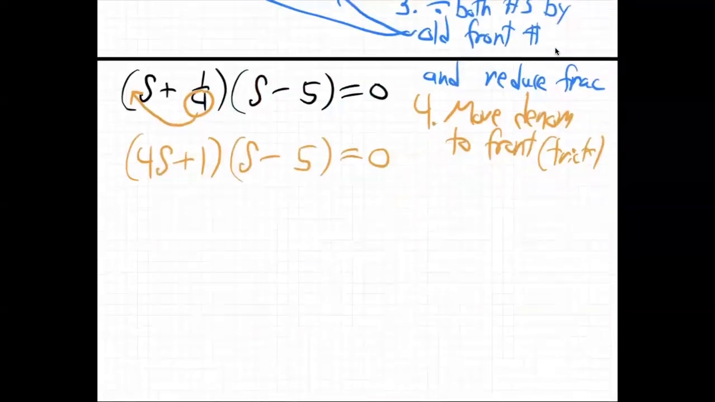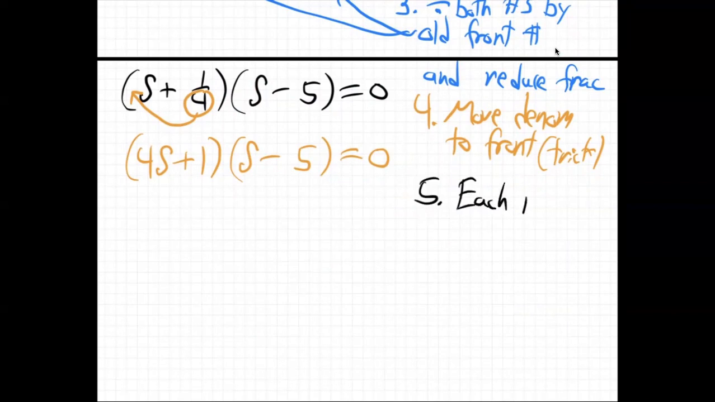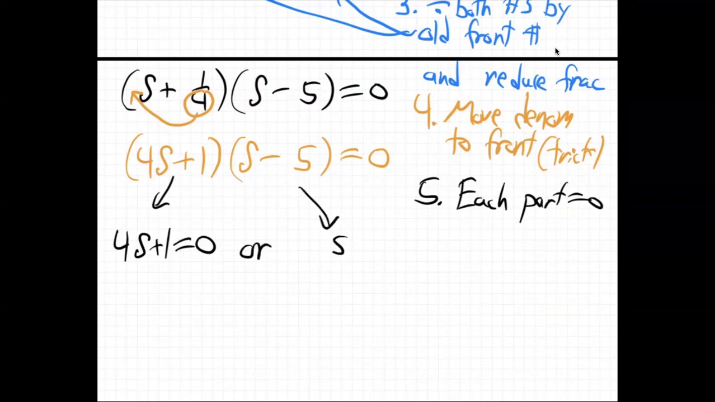Okay, so now that we have that done, you know what comes next. Step 5: each part equals 0. Meaning you take just this part, 4S plus 1, and it gets its own equals 0, or the second part, S minus 5, all by itself equals 0. Now, why?